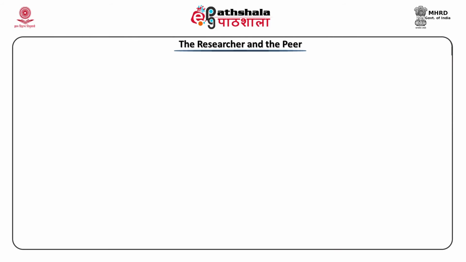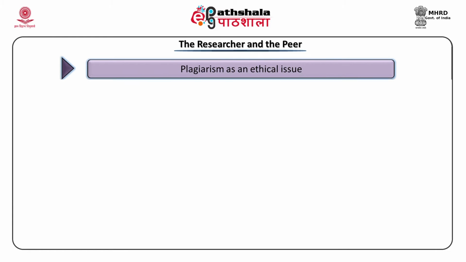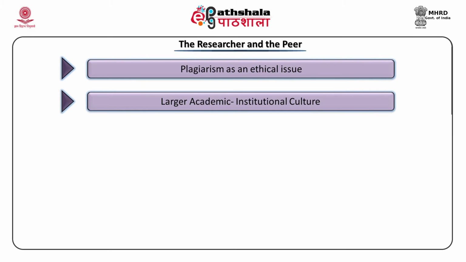Now in this segment, we are going to talk about the relationship between the researcher and the peer. There are many issues of crucial importance which crop up here. The first thing is the issue of plagiarism. Plagiarism is ultimately an ethical issue, and it is something which is part of not only any researcher that one has to take care of, but it's something which is also part of the larger institutional academic culture.